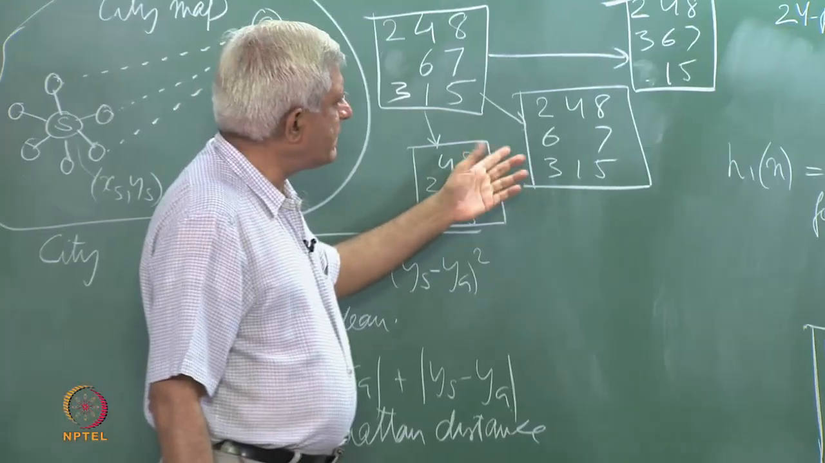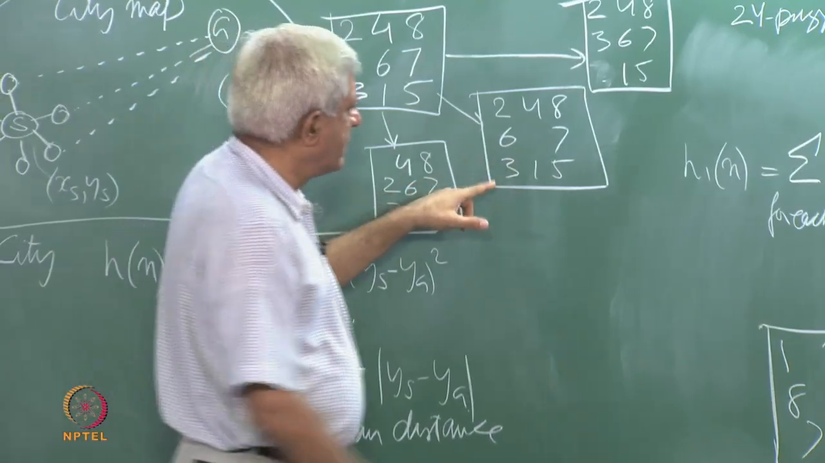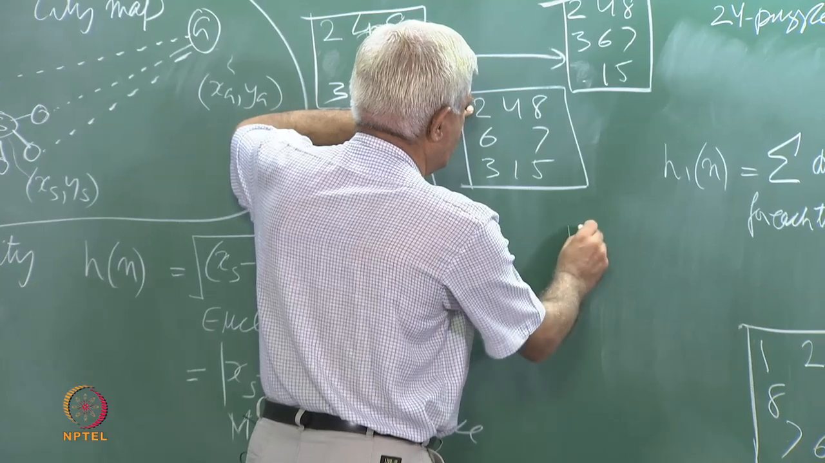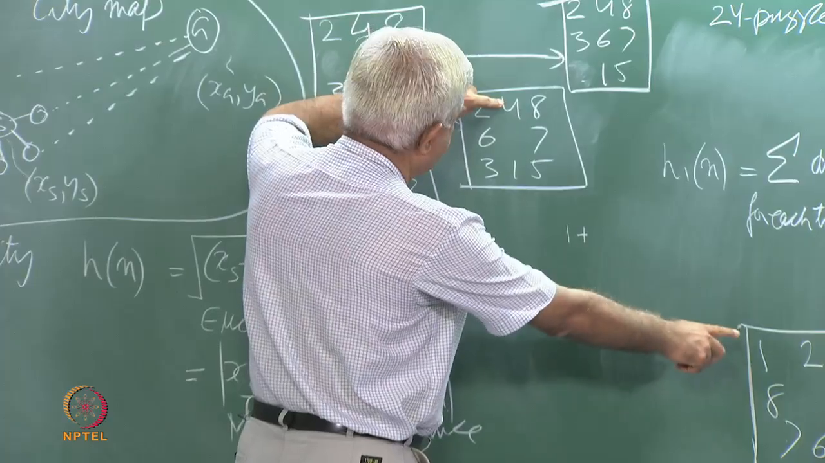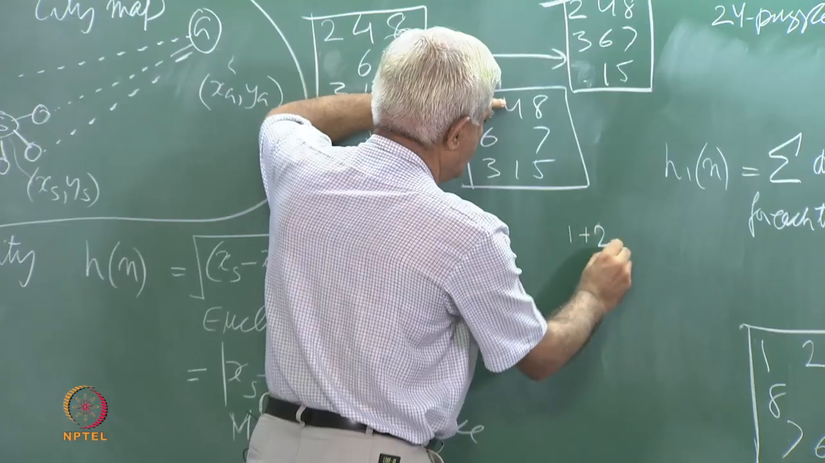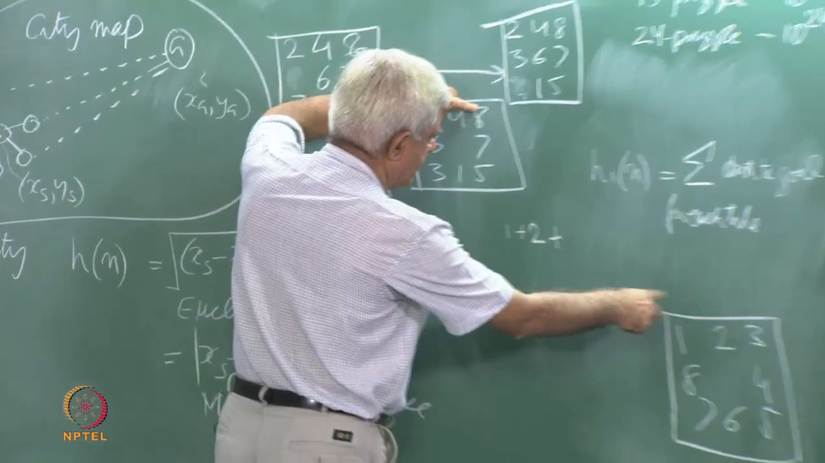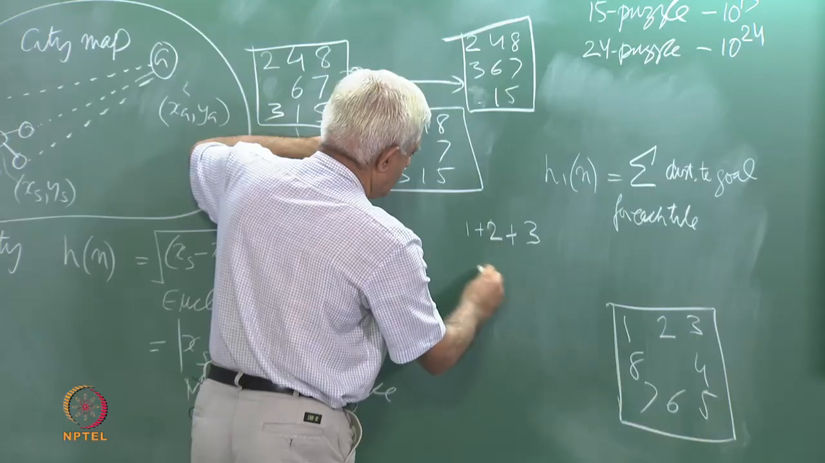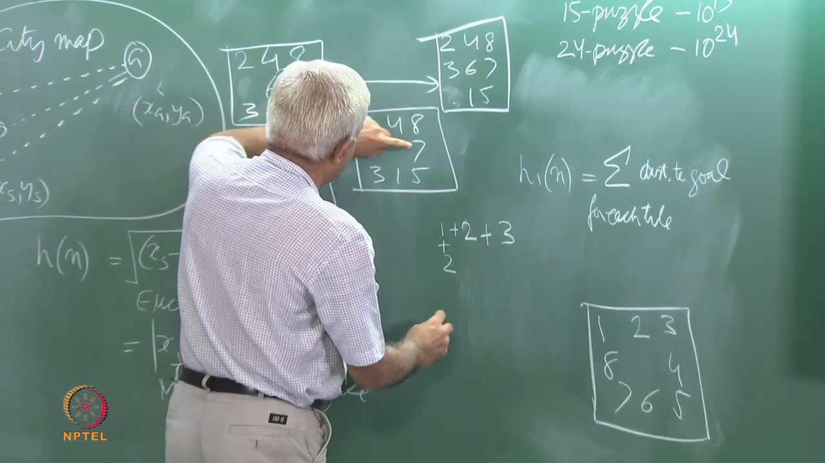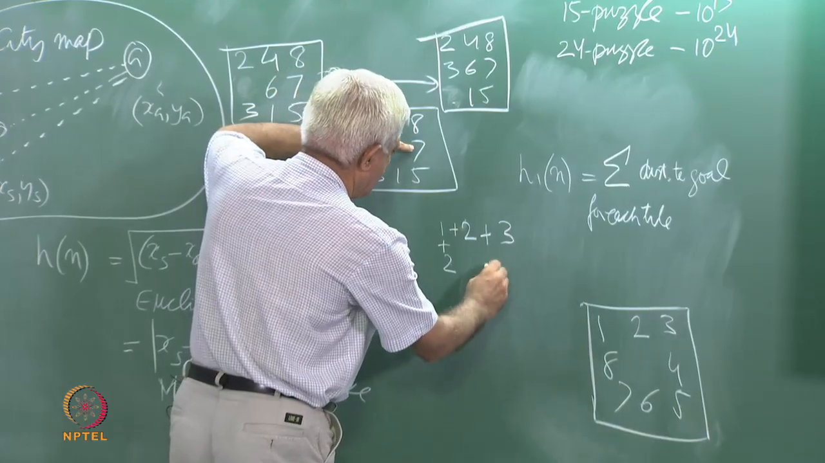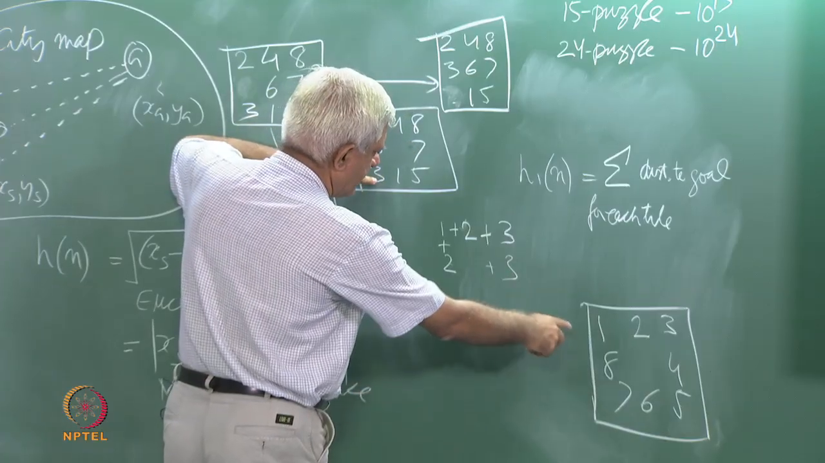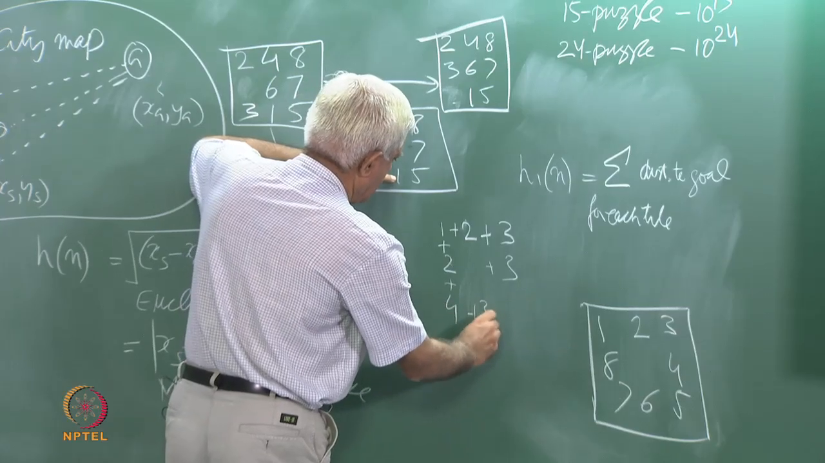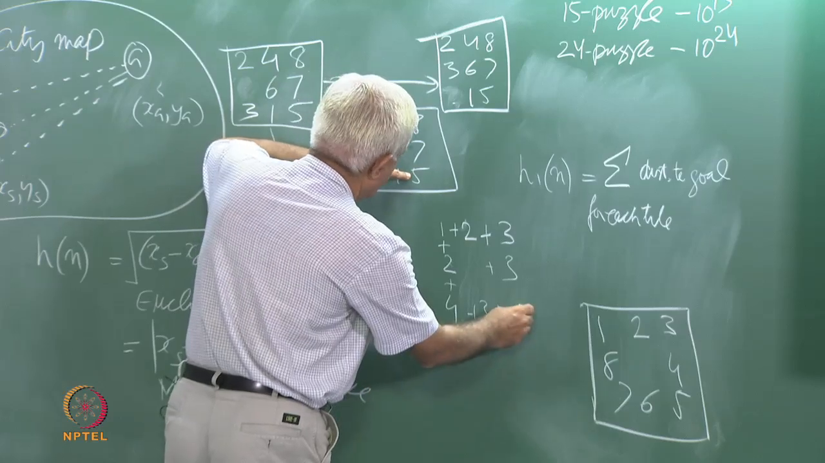So, what would be the heuristic value of this state? For this state we look at 2 is here and 2 is there, so I will add 1 for 2. Then 4 is here and 4 is there, so I need 2 steps to get to that. So, 2, plus for 8 I need 1, 2, 3 steps. For 6 I need 2 steps. For 7 I need 1, 2, 3 steps. For 3 I need to move 1, 2, 3, 4 steps. For 1 I need to move 1, 2, 3 steps, and plus for 5 I need to move 0 steps.